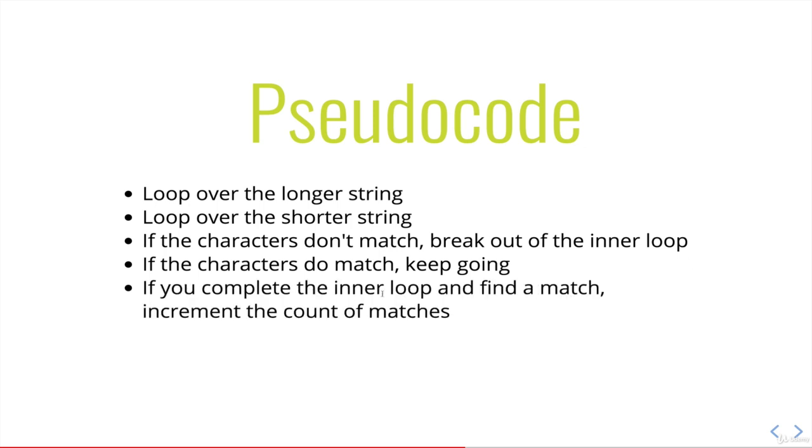So if you complete the inner loop, you found a match, so increment the count of matches, and then return the count at the end. Count should start at 0, so we don't need any special error handling. If there are no matches, count stays at 0. So just return the count at the end. Hopefully that makes sense. Loop over the longer string, inside of that loop, a nested loop over the shorter string. And then if you make it to the end of that shorter string and you haven't broken out yet, then add 1 to the counter. Okay, so give it a shot. In the next video, we'll have a solution.